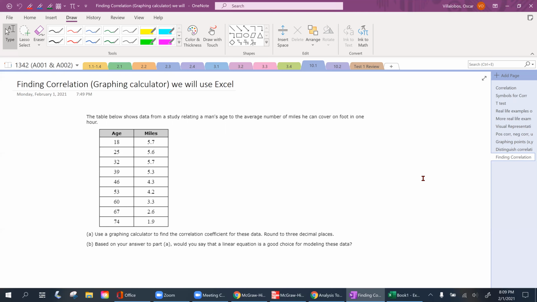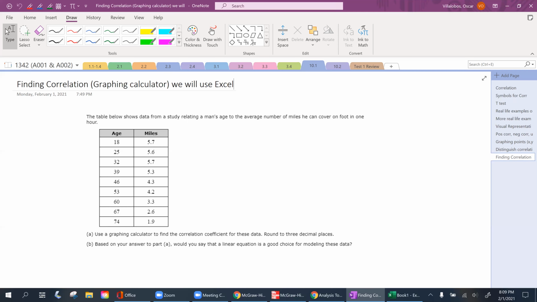So at age 18, they can cover 5.7 miles. At age 25, 5.6, and so forth. And I'm asked here, use a graphing calculator to find the correlation coefficient for this data, round to 3 decimal places. If you already have a graphing calculator, you can follow the explanation on this problem if it pops up in your 10.1 homework assignment.